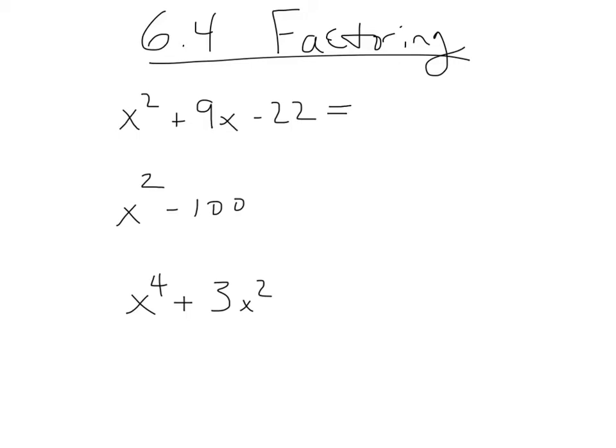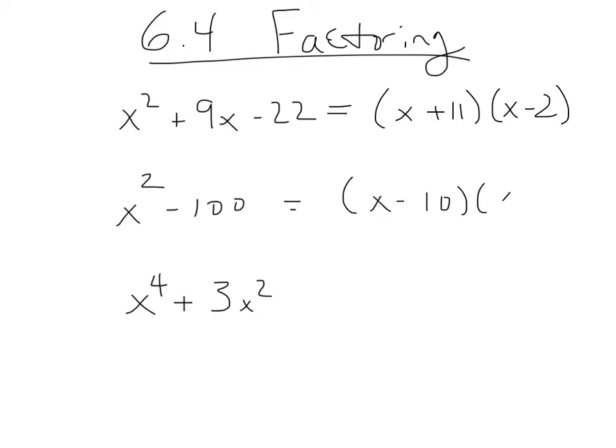The first one is just a normal trinomial where we're looking for numbers that are going to add to 9 and multiply to negative 22. So we can do that with x plus 11 and x minus 2. The second one is the difference of squares. We've got x minus 10 times x plus 10. And the third one is just greatest common factor, so we get that this is x squared times quantity x squared plus 3. So hopefully those three examples are pretty quick and easy for us because we'll be relying on some of this as we look at some of the more complicated examples.